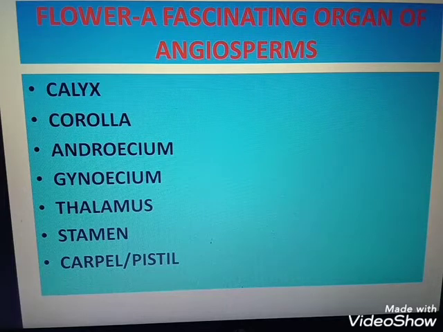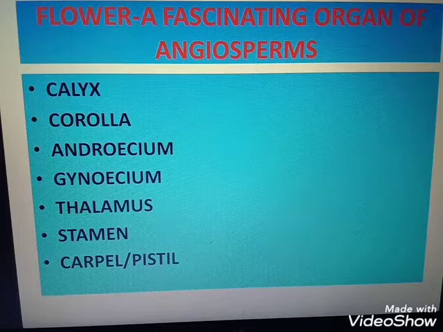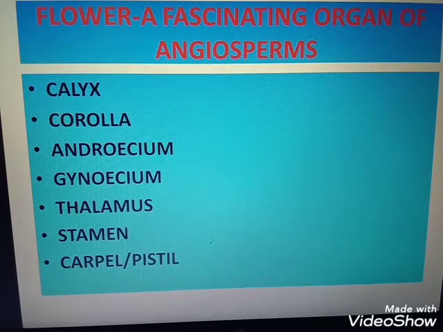The next question is: name the process of formation of male gametes in flowering plants. What was the process? The process is called microsporogenesis, and it is the mitosis of the generative cell of the microspore. Clear? The process is called microsporogenesis.